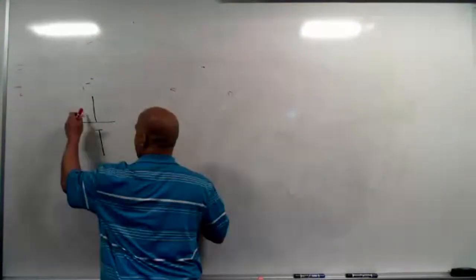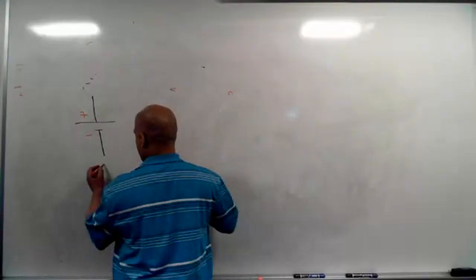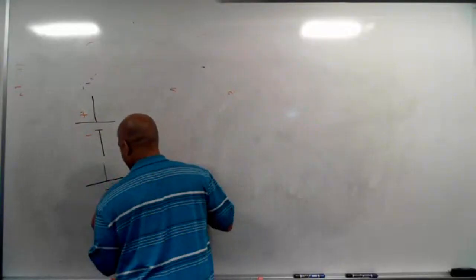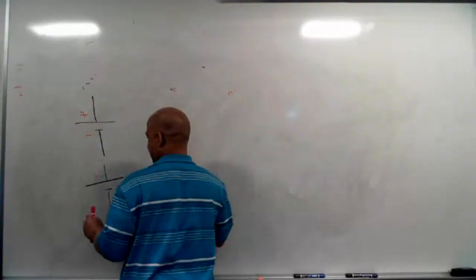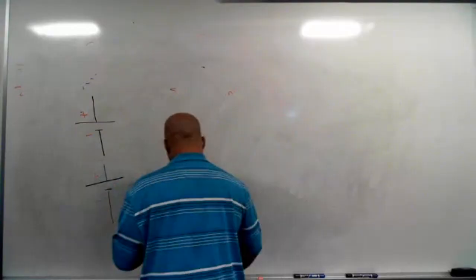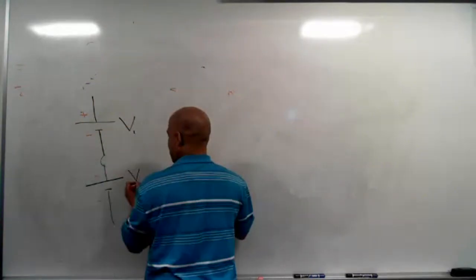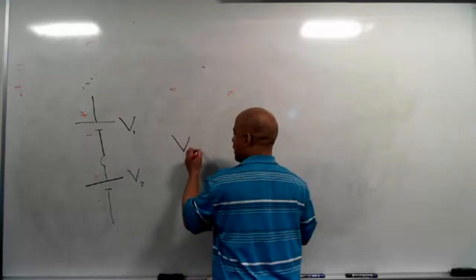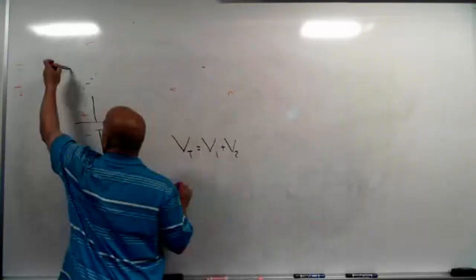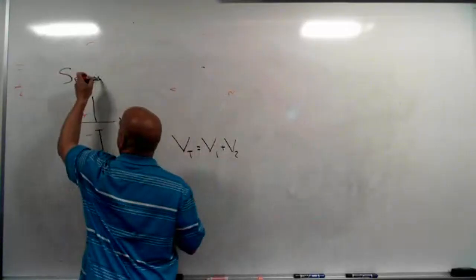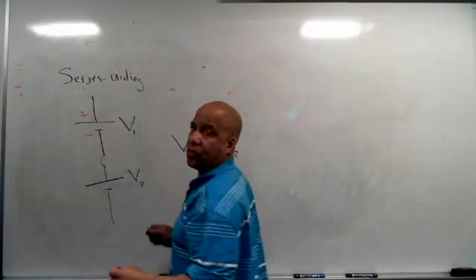I got a plus minus, and I hook it up to another battery. And the polarity, this minus and this plus are together. And if I do that, if I hook them up, if this is V1 and this is V2, then the total voltage is going to be V1 plus V2. This is called a series aiding connection of voltage sources.